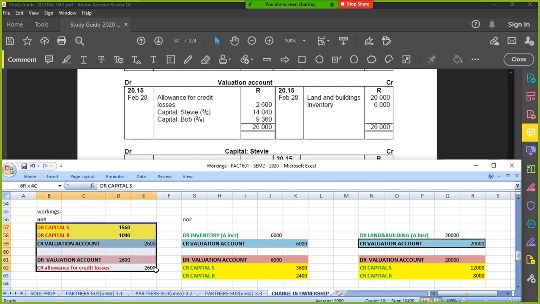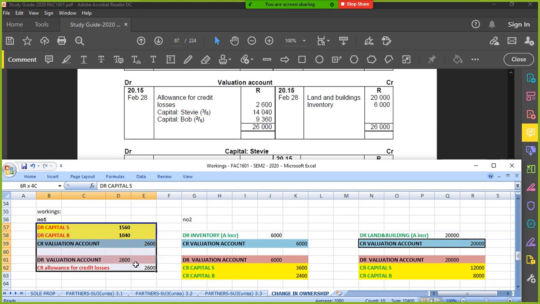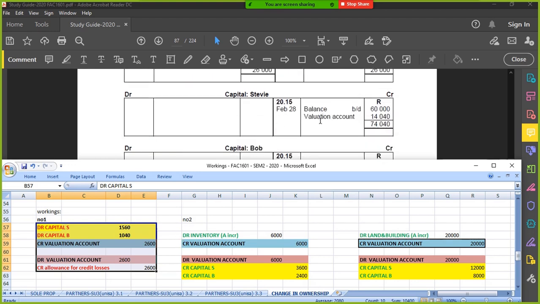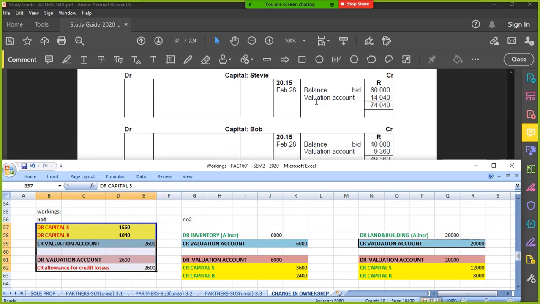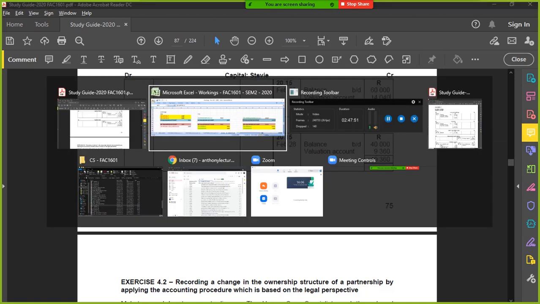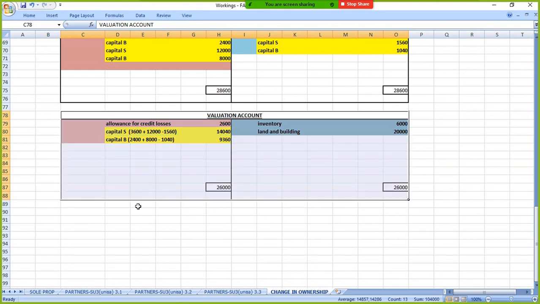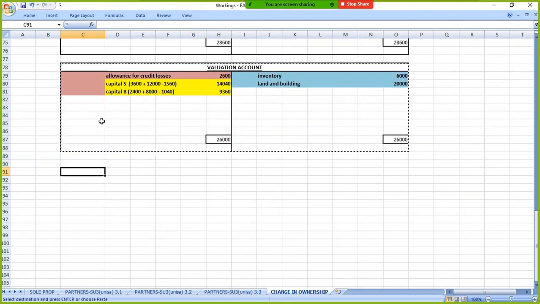Bob enjoys a benefit from the inventory and the land and buildings, and so does Stevie. Do you see that? And then here, there's a detriment. They lower their value. Make sense? Yes. And then in the capital account, they'll obviously have a balance plus whatever they're getting. Again, I'm not going to show it like this. I would have shown it separately. What I would have done is show Stevie's account and Bob's account separate. I would have shown this.